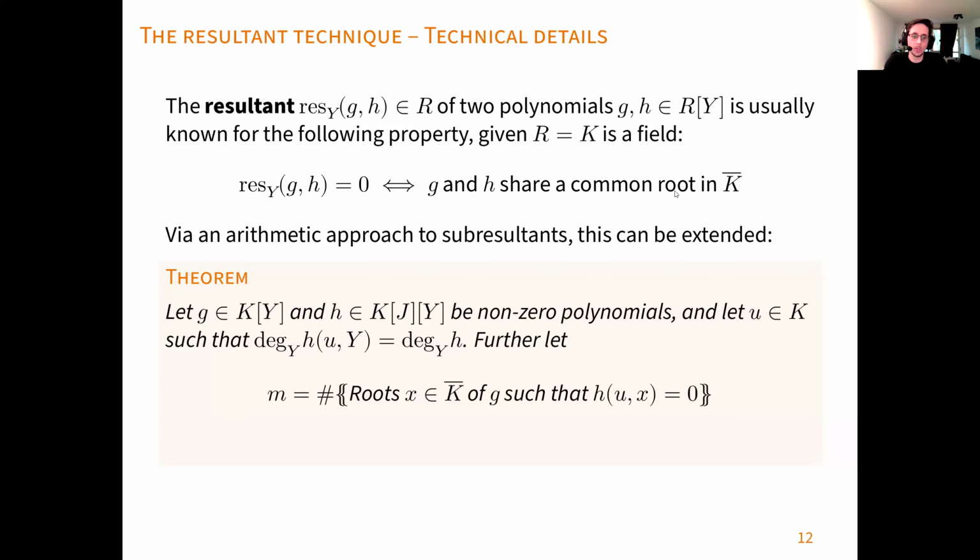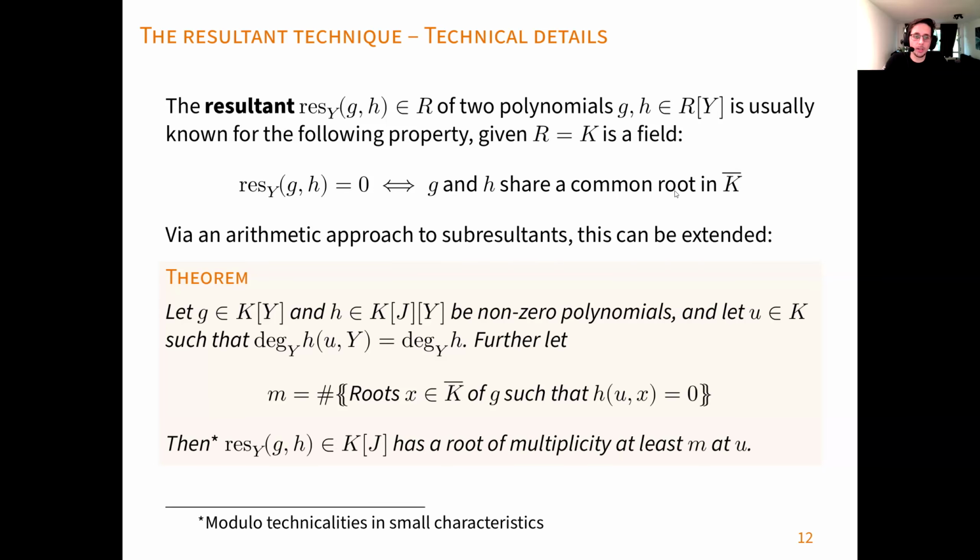What I want to indicate by that is that we really count the set as a multiset. So if G has a root of multiplicity 3, for example, then we count the root 3 times. This is important for giving the precise statement that we have and that we also want to use later. Because what we can now deduce, having this count m, is that the resultant with respect to Y of these two polynomials G and H, which will be an element in the polynomial ring K[j], so the coefficient ring of H, has a root of multiplicity at least this m that we counted at the point u that we specified at the start. And there is a small technicality here, because this multiplicity is characterized by derivatives.